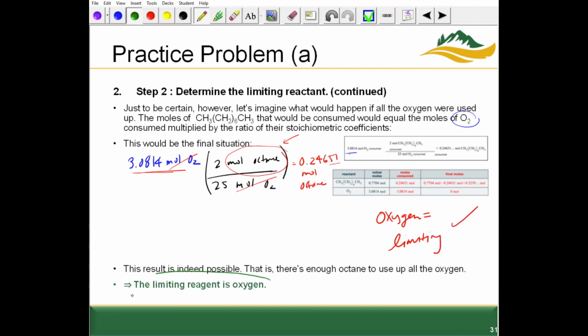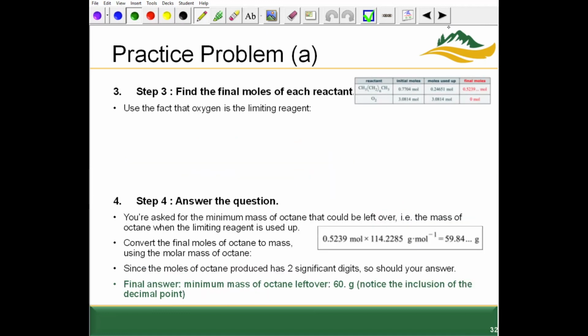Okay, so we figured that out from trial and error. So assuming octane was limiting, then assuming oxygen was limiting. Now, because oxygen is limiting, we can solve our problem. So let's figure out the moles that are used up here. For oxygen, we start with 3.0814. We're going to use all those moles up.